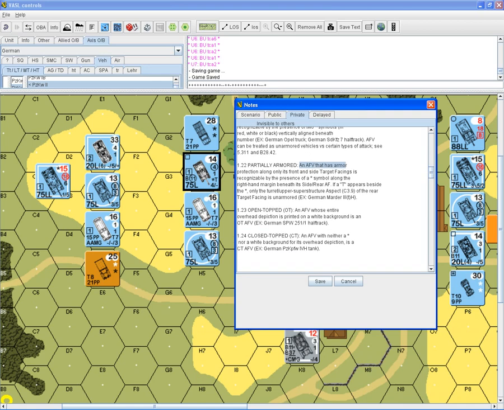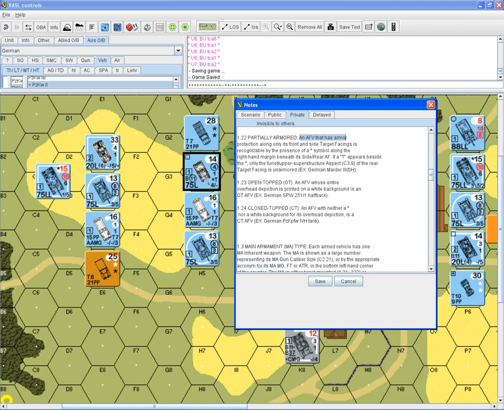The next classification for armor is what they call open-topped, or OT. An open-top vehicle's entire overhead depiction is printed on a white background. You can see that this vehicle here is black. This vehicle is kind of blackish in color. This one's mostly blackish in color. This one kind of stands out because it's mostly whitish in color. It's got a whitish background to it. That means it's open top. There's no top to the vehicle.